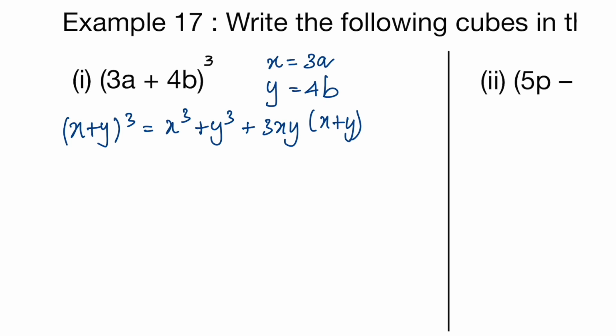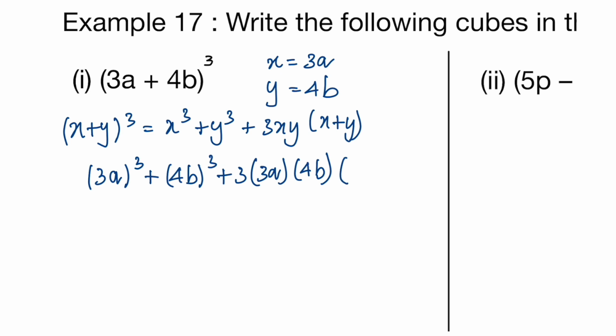Now we are just going to substitute the values of x equals 3a and y equals 4b in this expression. So that is (3a) the whole cube plus (4b) the whole cube plus 3 into 3a into 4b into (3a + 4b). All I have done is substitute x with 3a and y with 4b in the algebraic identity (x + y) the whole cube. That is all I have done. Now you can further expand this.